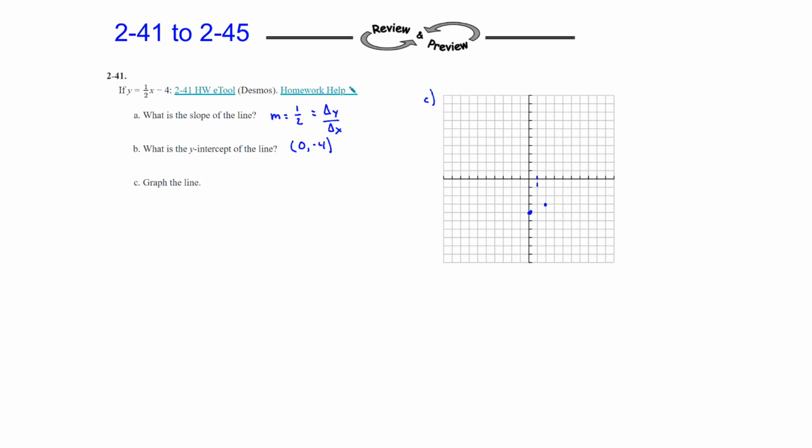And so each one of these represents 1 unit. And then up 1 to the right 2. And we could do this a couple of times if we need to. You can also go down 1 and to the left 2, because remember, -1 over -2 is still a positive 1/2. And then you can graph that a little bit better than me using a straight edge.